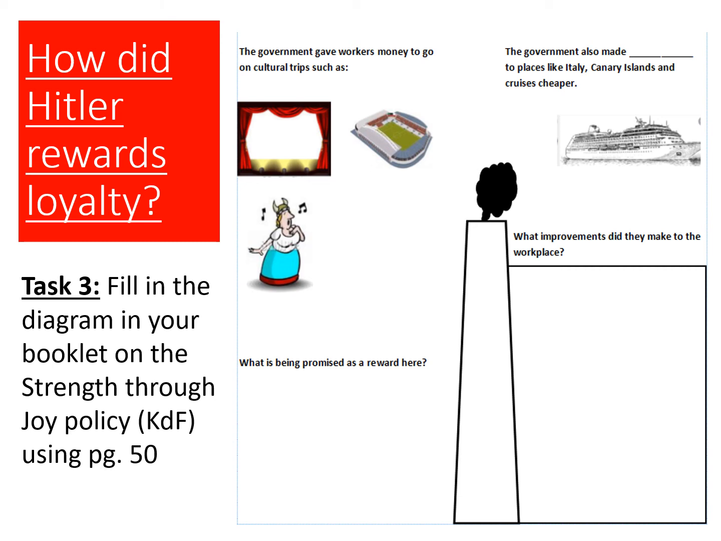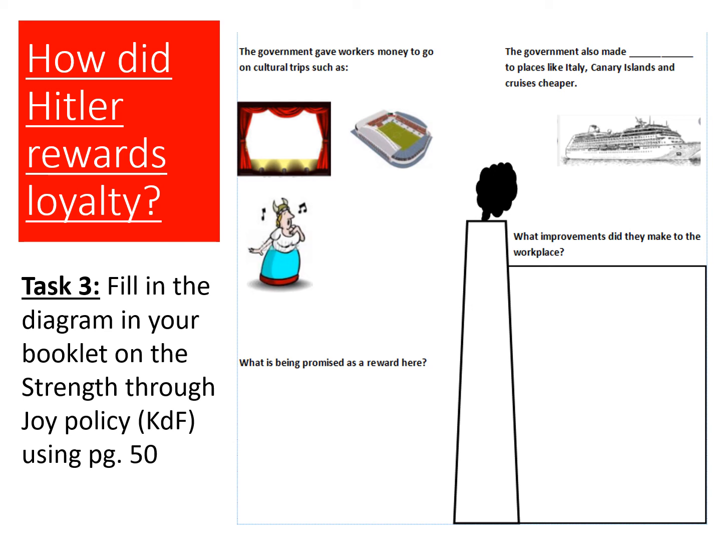Kind of, again, it's part of Hitler's 4-year plan, isn't it, to get them fit and healthy for this war. Very clever. They also did things like installing gardens and better lighting in the workplace. Just things that make people feel a little bit better, a little bit more positive when they go to work. So all of these are things that the Strength Through Joy provided people as a reward for being a loyal worker.